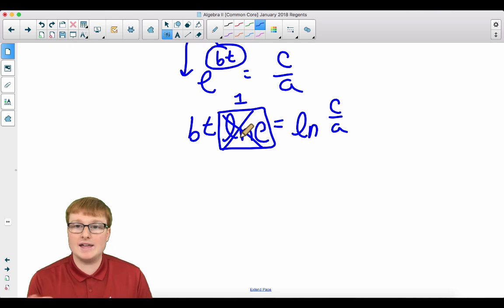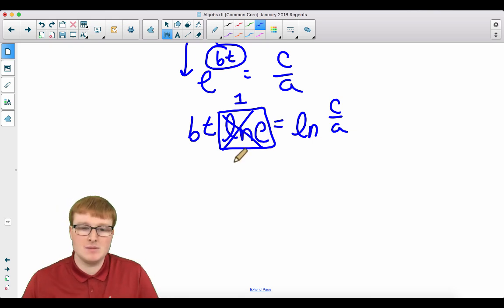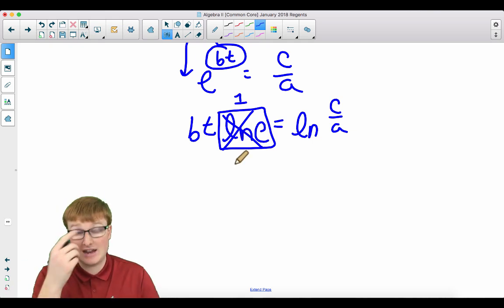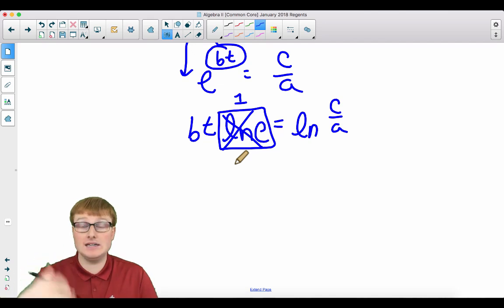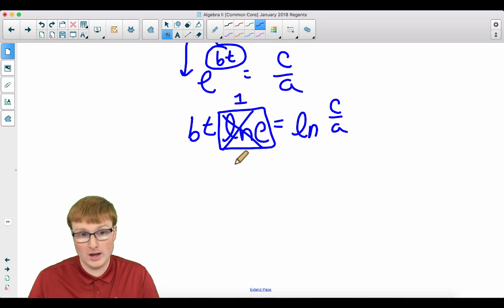And if you don't know why, then just go back and watch the previous video of this exam, questions 1 through 12. There was another question that involved the natural logarithm of e. But essentially, the natural logarithm has a base of e. e raised to the first power gives you e. That's why the natural logarithm of e is 1.